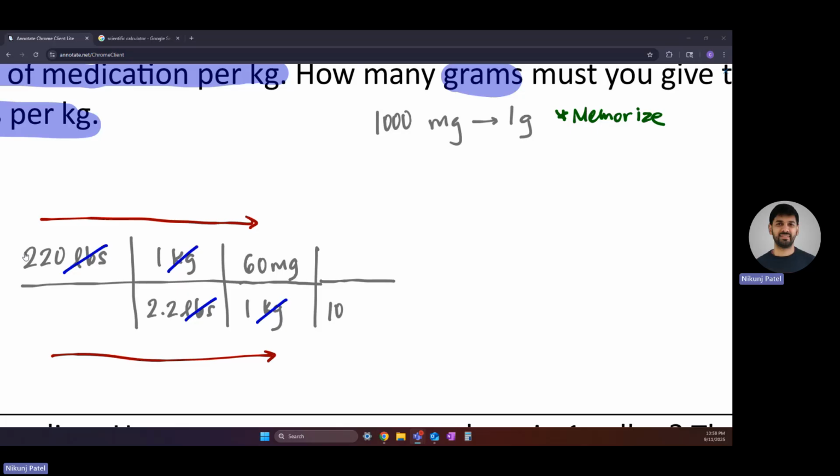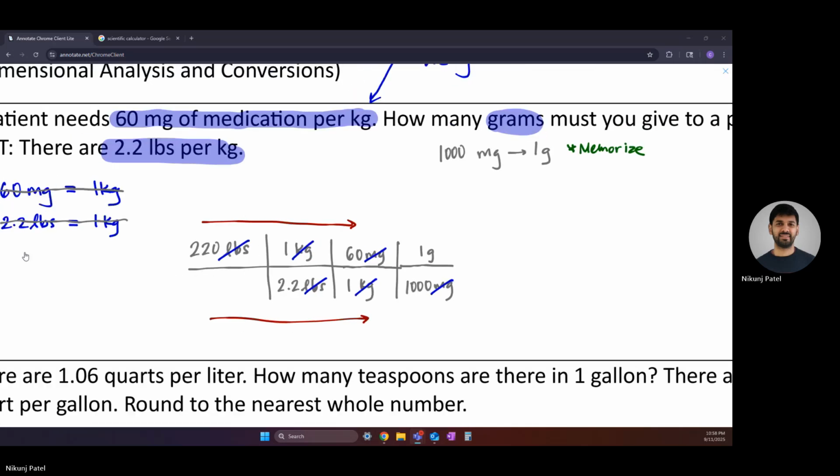So now we'll put 1,000 milligrams down here and 1 gram down there. How do we know to place it like this? Well, it's dependent on what was right here, right? We follow the same pattern. We want these two to ideally cancel and end us up with grams. Right, so I can go ahead and cross off there.